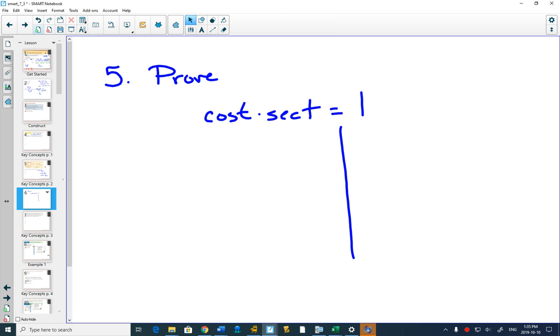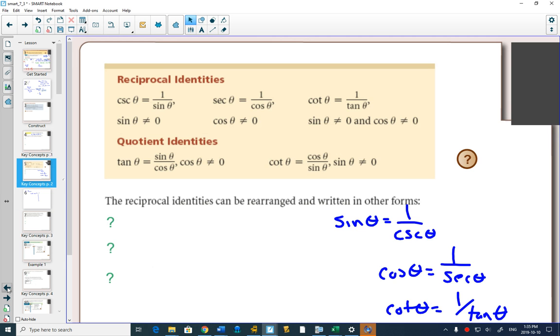Now, in order to prove it, we're allowed to use the tools that we have. We will build on this, but most of the tools that we have so far are the reciprocal identities and the quotient identities. You know that tan is sine over cos, that cotangent's cos over sine, and we know that sine squared plus cos squared is equal to 1.